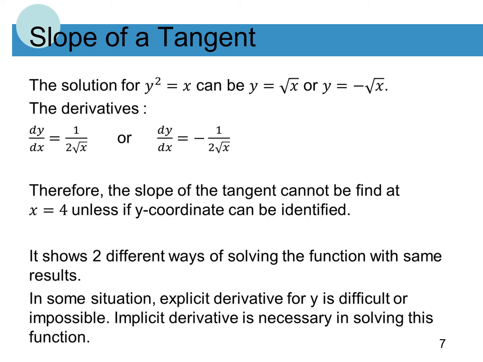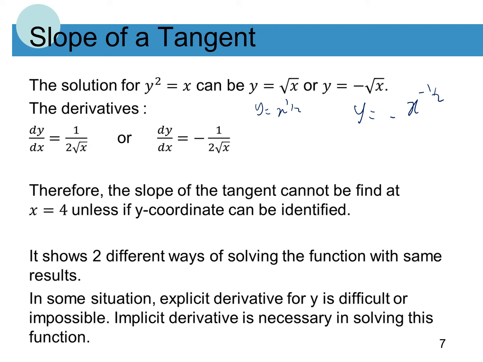Okay, the solutions of y squared equal to x can also be represented as y equal to square root x or y equal to negative square root x. Y equal to square root x is actually the same as y equal to x power half. Same also for y equal to negative square root x, so y is equal to negative x power half.